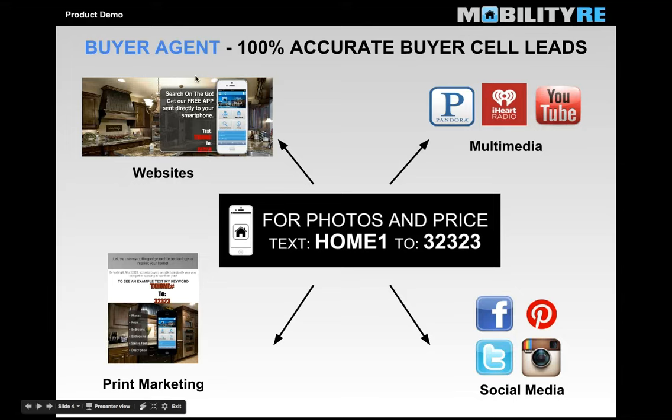Now, you can create a small image like this. You can put it on your website. You can put it on your social media pages. You can put it on your flyers, your brochures, your business cards, your email signature. You can even run a short, say, Pandora or iHeartRadio ad that's as simple as saying, download the best real estate search app, text TX Home 25, if that was your number, to 32323. Now, anytime a consumer does that, a lead is generated.